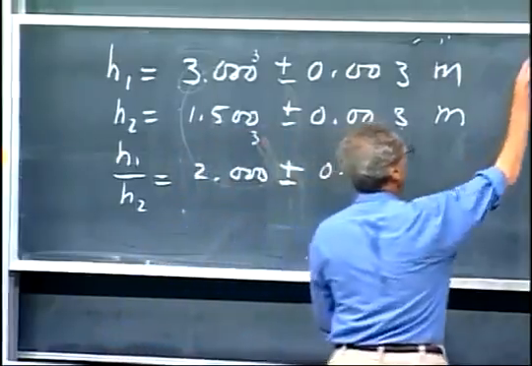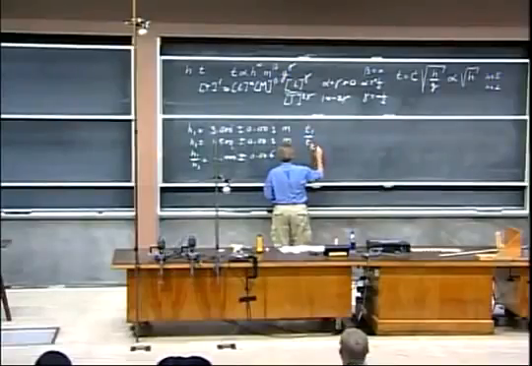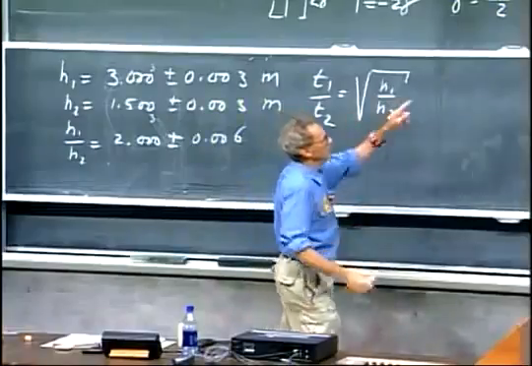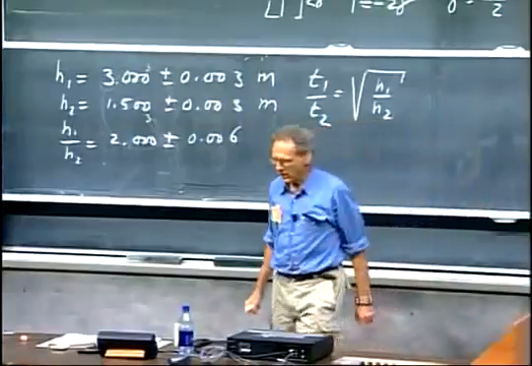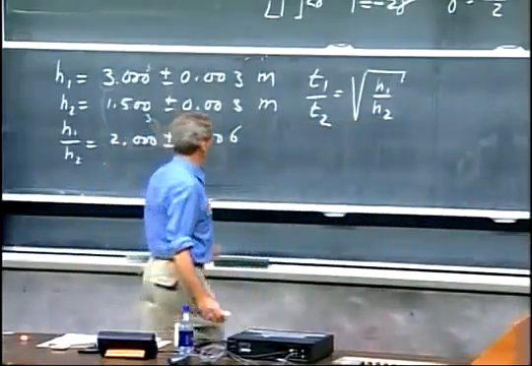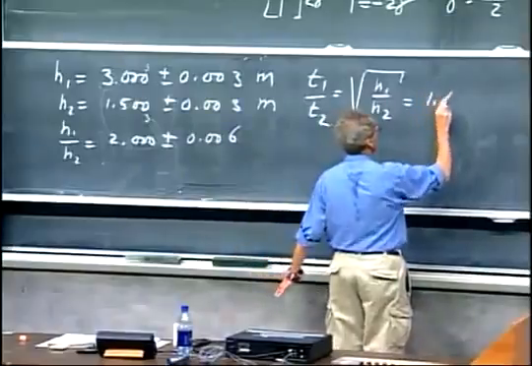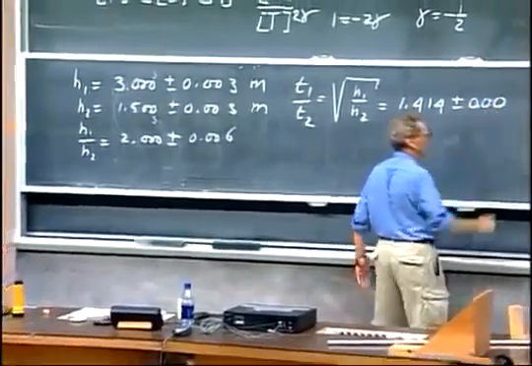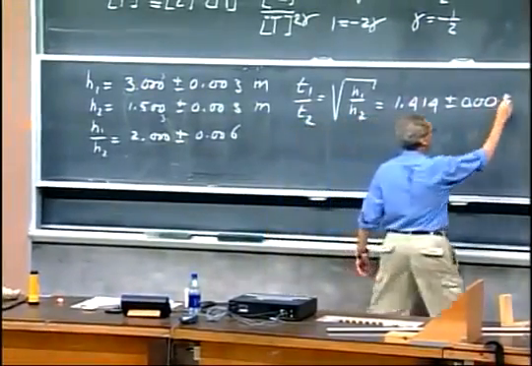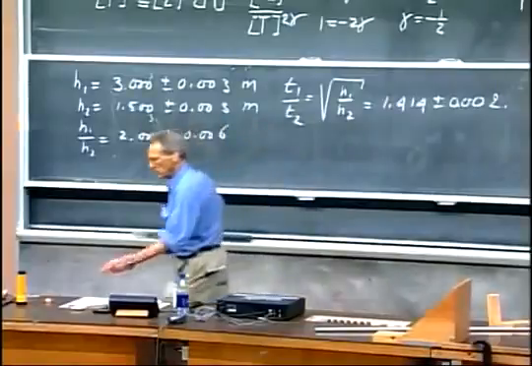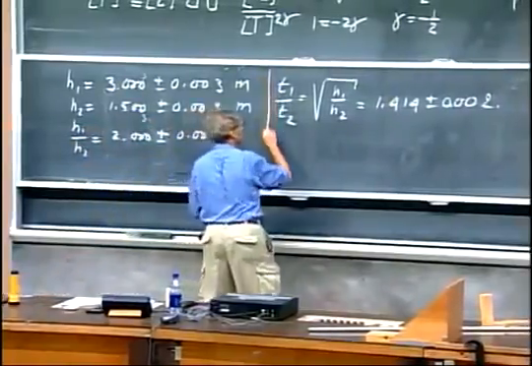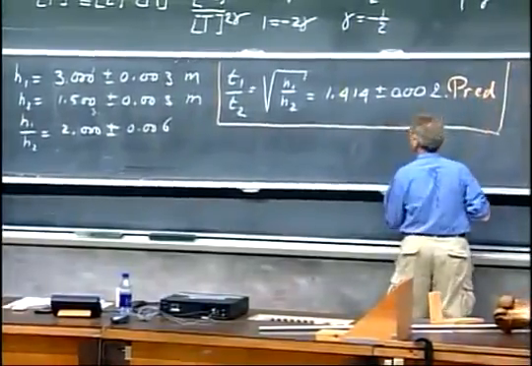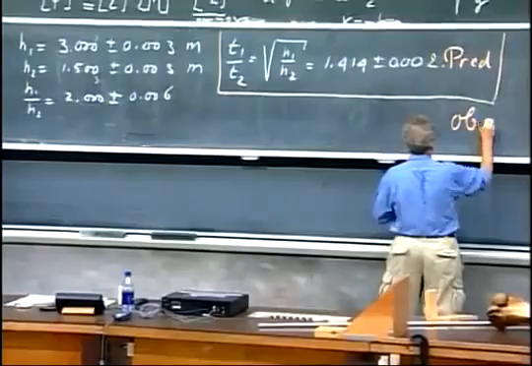And so the time t1 divided by t2 would be the square root of h1 divided by h2. That is the dimensional analysis argument that we have there. And we find, if we take the square root of this number, we find 1.414 plus or minus 0.002, I think that is a 2. That is correct. So here is a firm prediction. This is a prediction. And now we're going to make an observation.